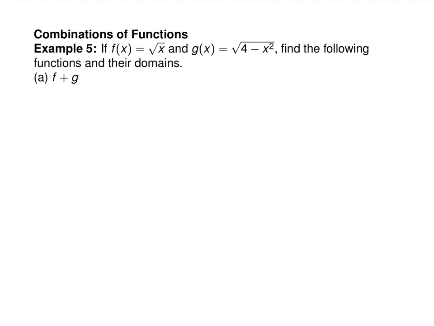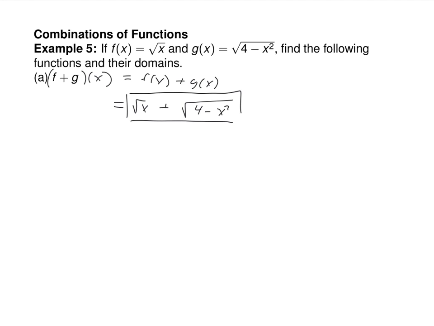Okay, f of x plus g of x. So this f plus g, another way to write that is f plus g of x. And that of x doesn't mean multiply by x. It really just means take f of x and add to it g of x. So that's root x, and that's root of 4 minus x squared. So that's what f plus g of x is equal to.